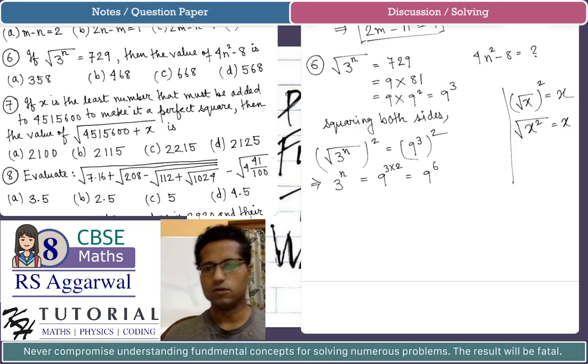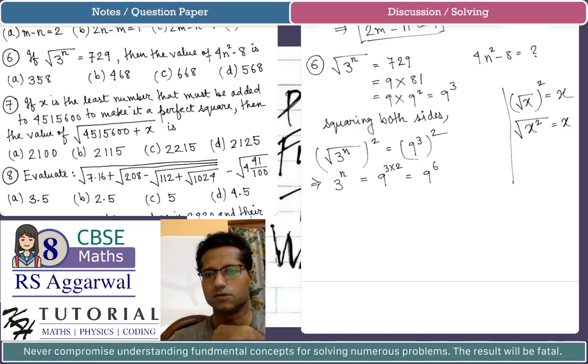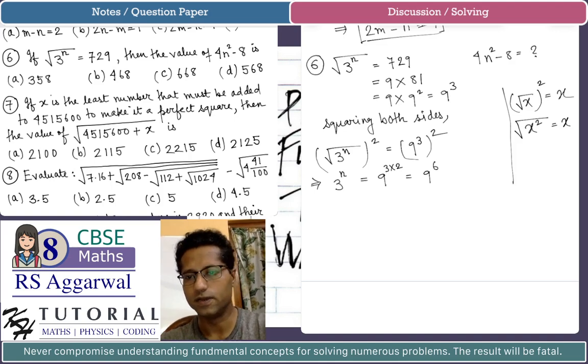So this is 9 to the power 6. Now on the left hand side we have the base. We have to solve for n. On the left hand side the base is 3, and on the right hand side the base is 9. We have to somehow convert the right hand side number to base 3. We can always do that.